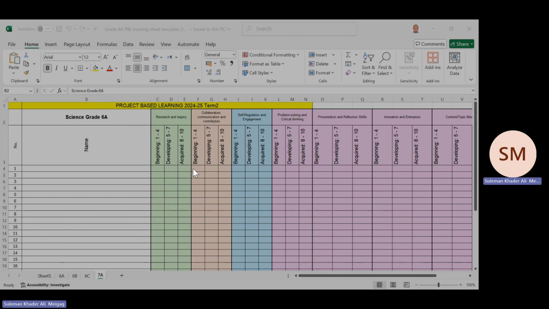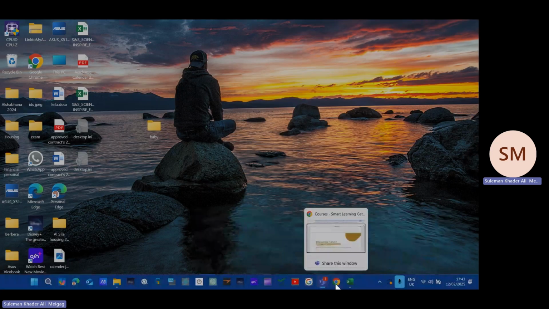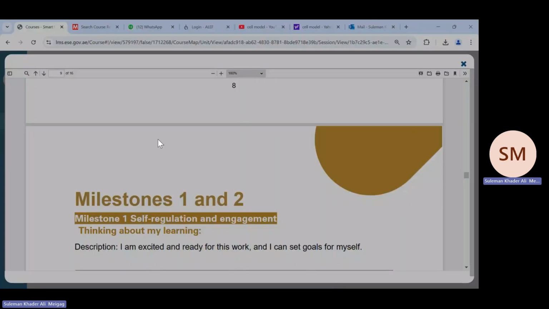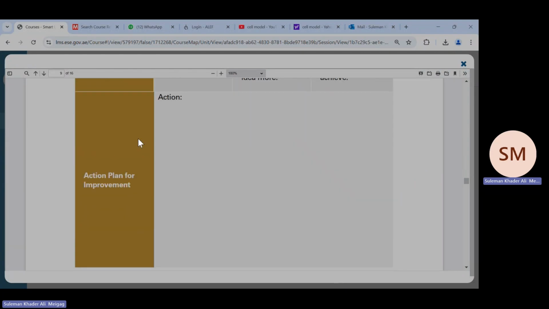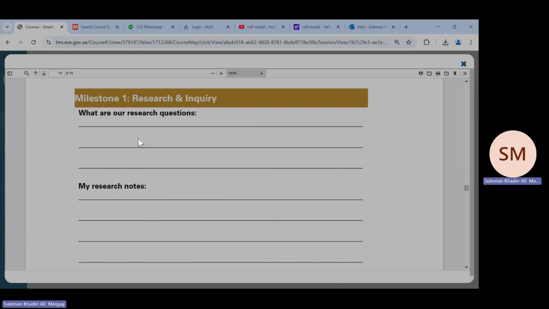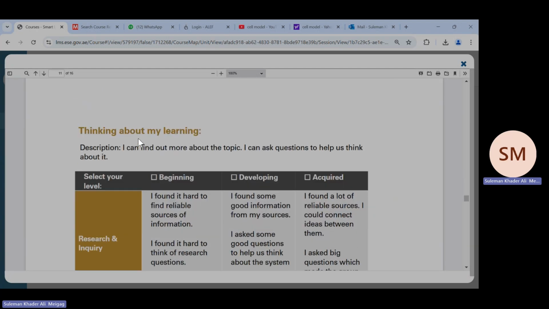So there are 3 levels. Level 1, beginning. Level 2, developing. Level 3, the highest, acquired. So, for example, this research and inquiry, you will find in your book, I will look at it again, which is in your malaf. You will see the first part about research and inquiry. Okay, so let's have a look at the research and inquiry.